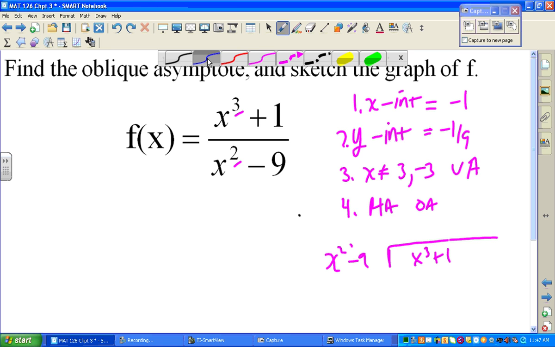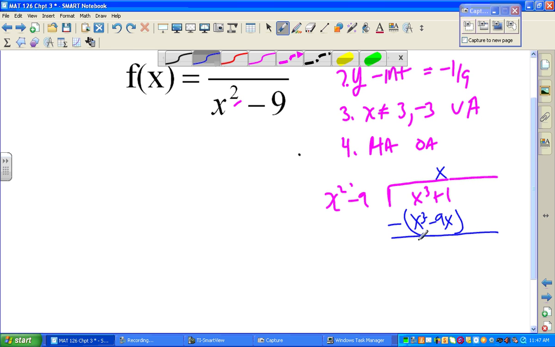So, how many times is x squared going into x cubed? That's easy. X times. So I have x cubed minus 9x. Subtract. So I end up with 0, and 0 minus the -9x is 9x. I bring down the 1. And this degree is higher, so that's it. That is your oblique asymptote right there.